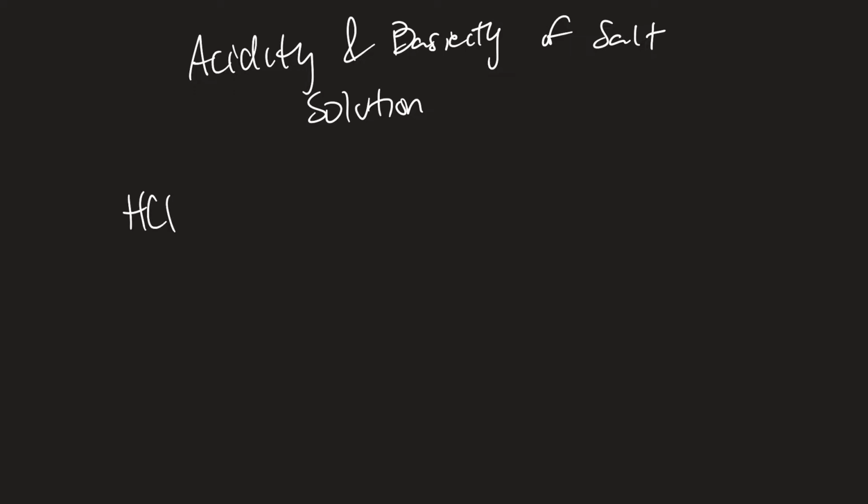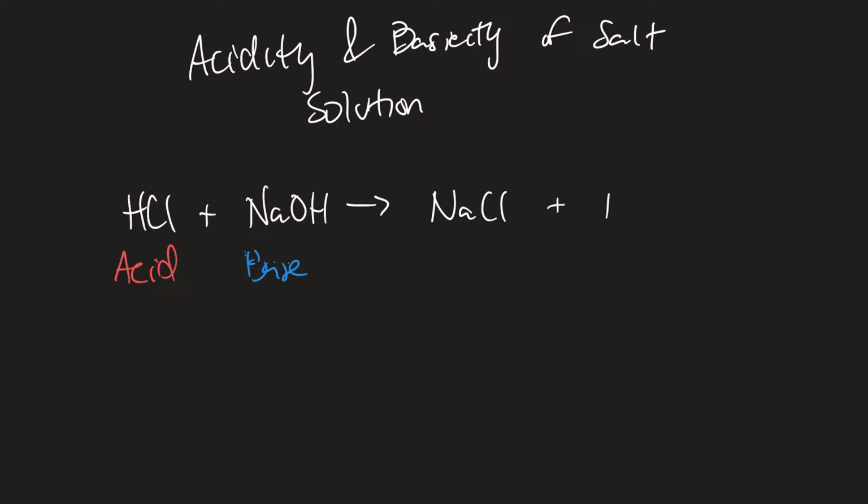If you have HCl plus NaOH, here's your acid, here's your base. What you form is a salt plus water. So here's our salt: sodium chloride is our salt. It's an ionic compound.